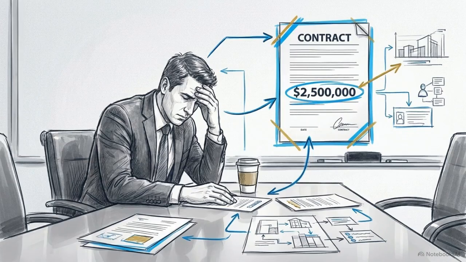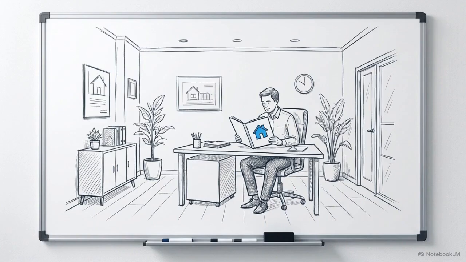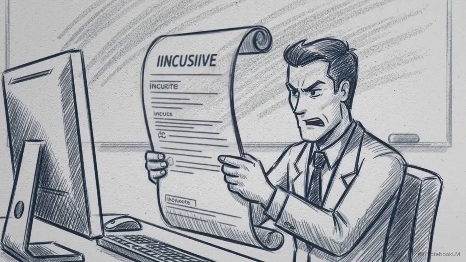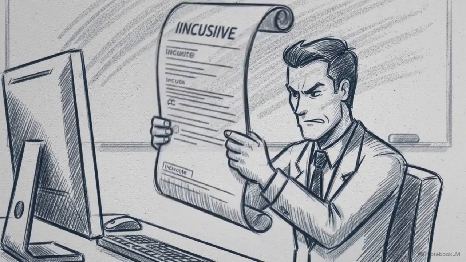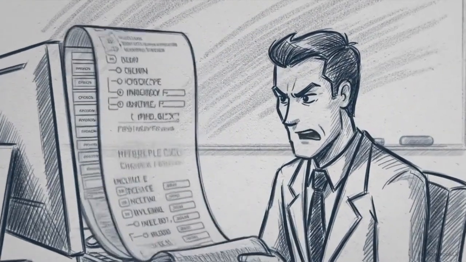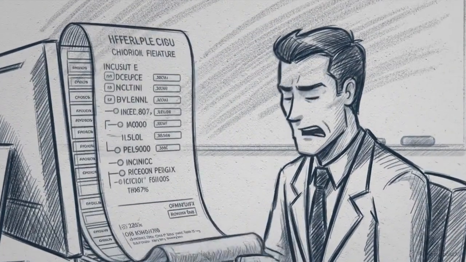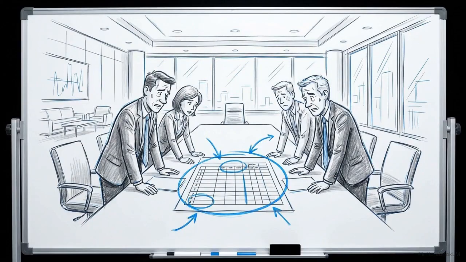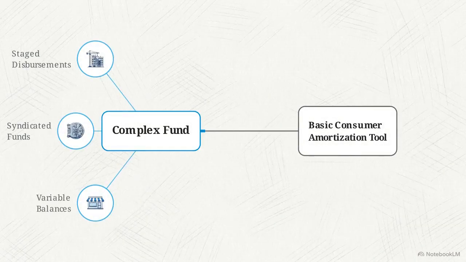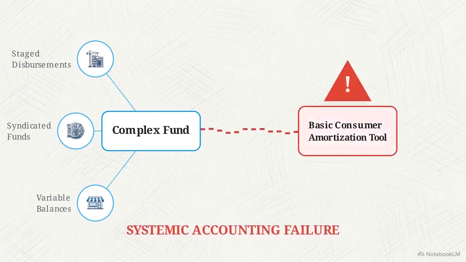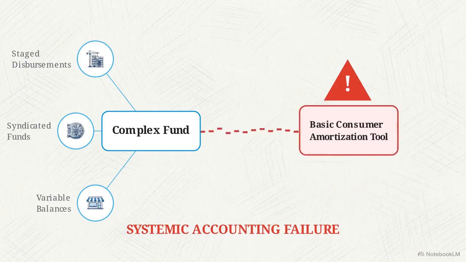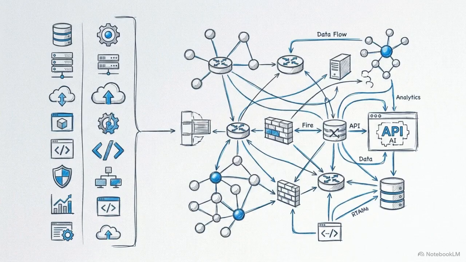But this is exactly where many lenders make a costly mistake. The first trap is overbuying. If you manage a straightforward 30-loan real estate portfolio, purchasing a massive enterprise-grade system built on complex APIs will drain your budget on features your team will never use. The second trap is underbuying. Attempting to force a multi-million-dollar syndicated fund with staged disbursements into a basic consumer amortization tool will lead to systemic accounting failures. Every lender faces a core trade-off here.